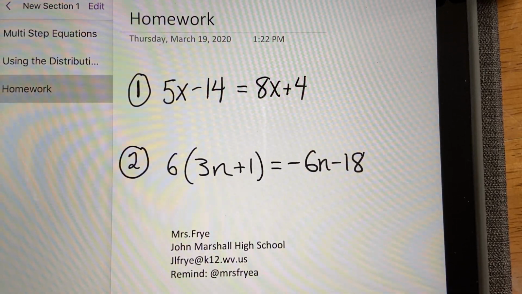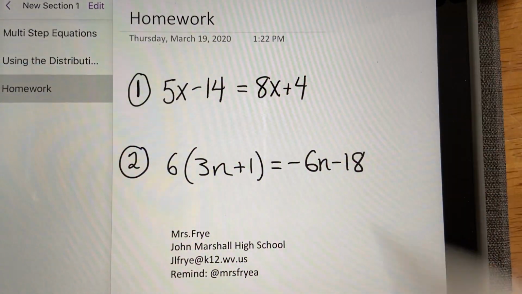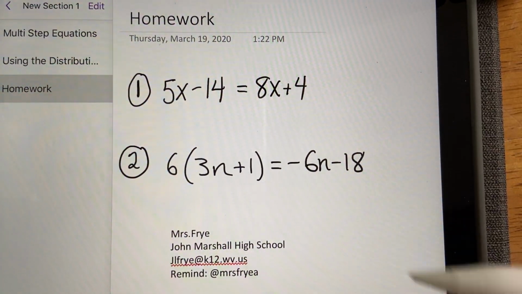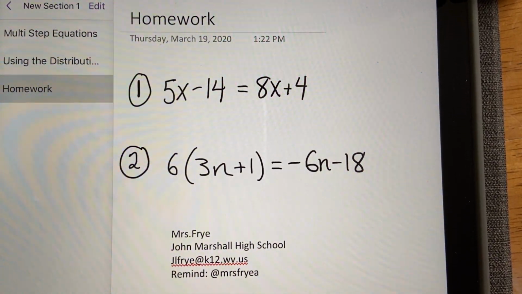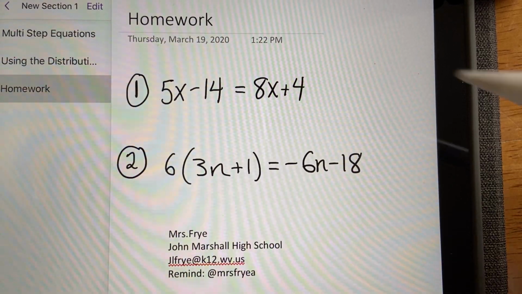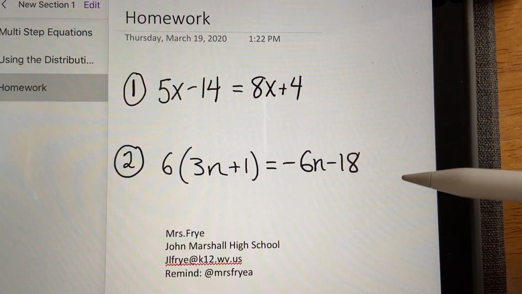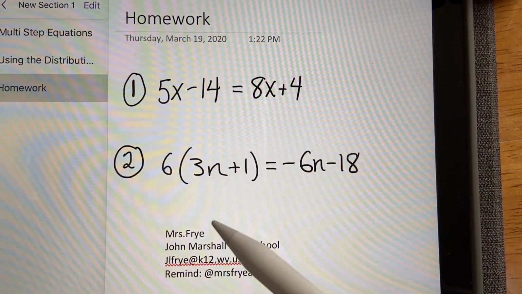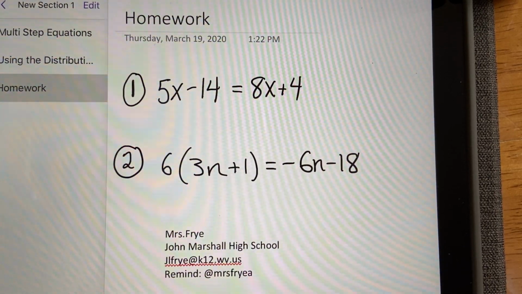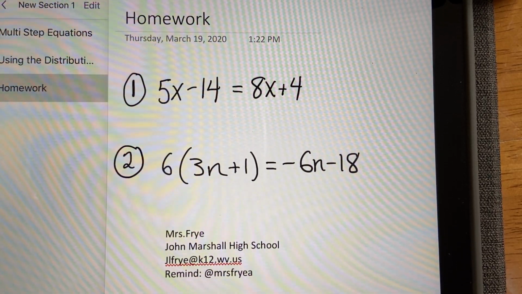Okay, so now here is your homework for today. Just 2 problems. The first problem has variables on both sides, and the second problem has the distributive property as well as variables on both sides.